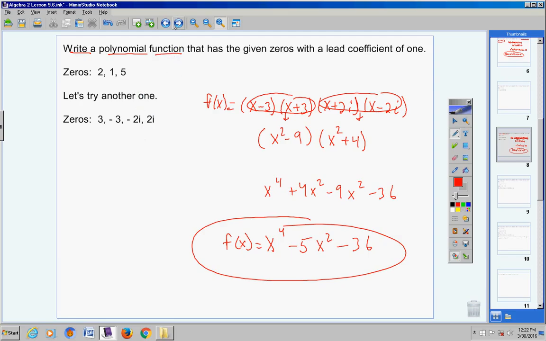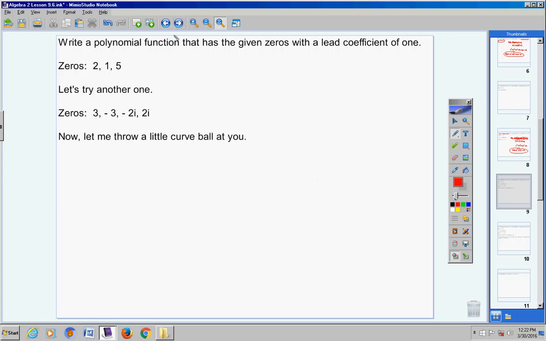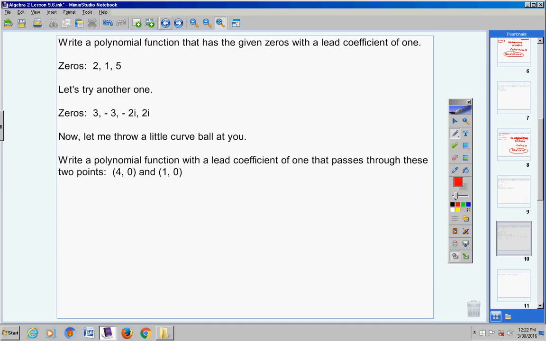Alright, moving on. Let me throw a little curveball at you. I want you to try this one. Copy that in your notes. I want you to write a polynomial function with a lead coefficient of 1 that passes through these 2 points.